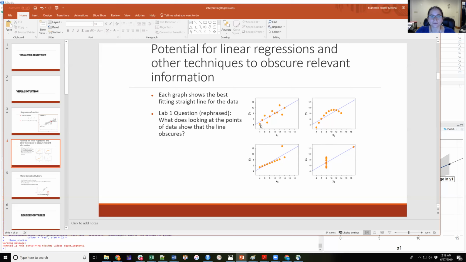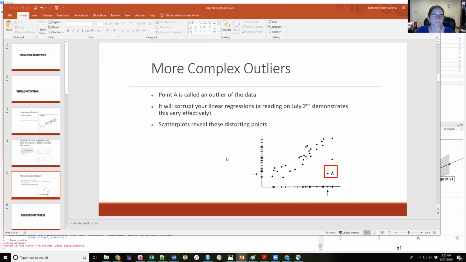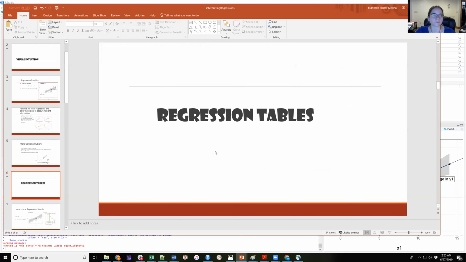You do want to apply linear regressions to data that looks like the top left. This bottom left also has an outlier. It's this point at y3 is equal to 13, and that is a point that would violate the assumptions behind a regression. You can have outliers that aren't quite as obvious as in the Anscombe's Quartet data. So here point A is an outlier, and the reading on July 2nd is going to demonstrate some of the reasons why that would be an outlier. Scatter plots effectively reveal these distorting points.